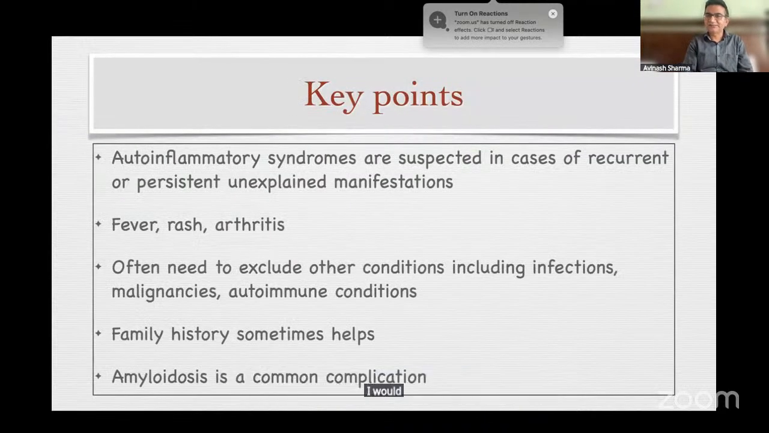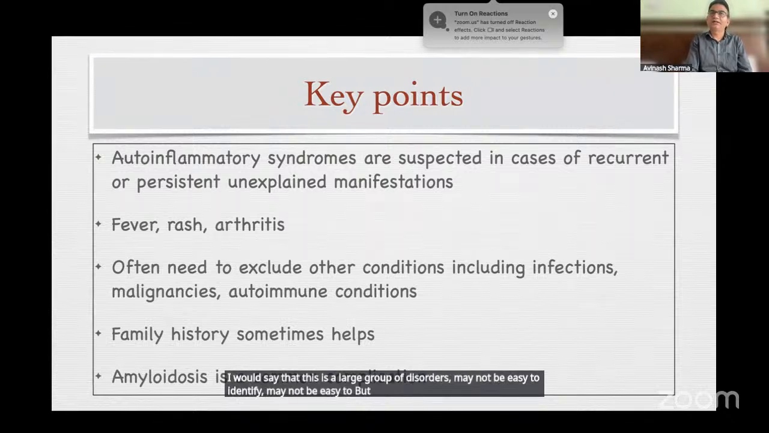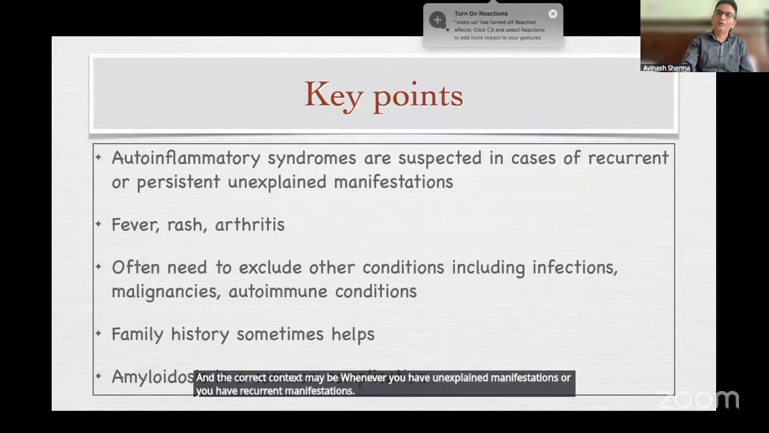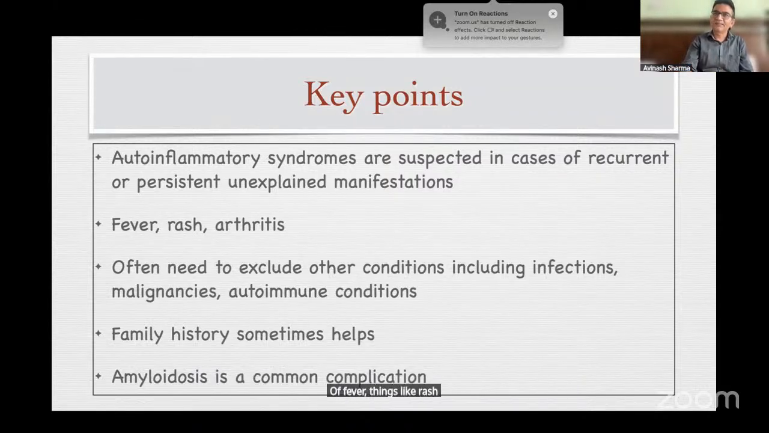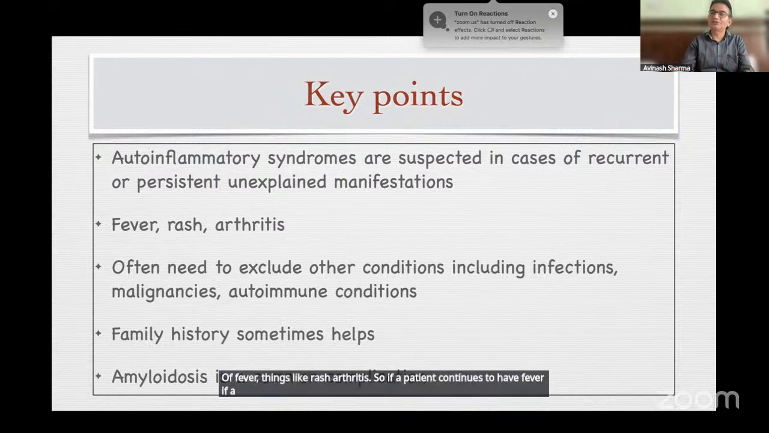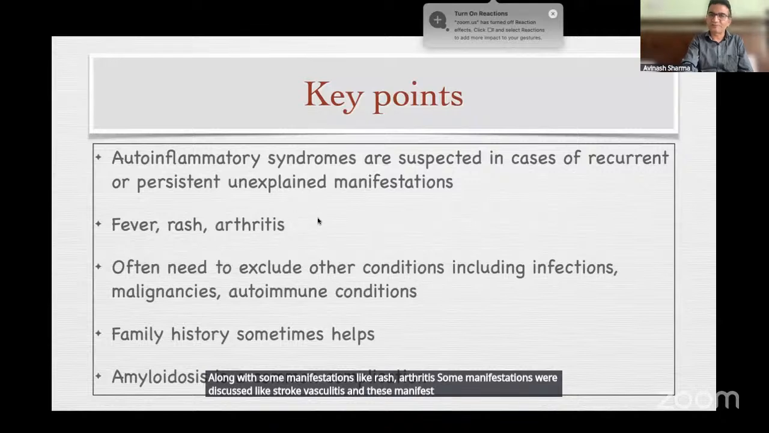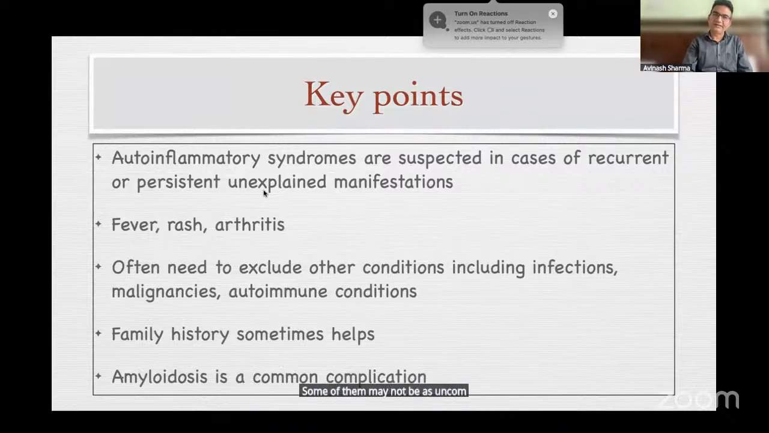I would say that this is a large group of disorders, may not be easy to identify, may not be easy to pick up, but they must be included in our list of differential diagnosis, must be suspected in the correct context. And the correct context may be whenever you have unexplained manifestations or you have recurrent manifestations of fever, things like rash, arthritis. So if a patient continues to have fever, if a patient has recurrent episodes of fever, along with some manifestations like rash, arthritis, some manifestations we discussed like stroke, vasculitis, and these manifestations remain unexplained, then autoinflammatory syndromes must be suspected. Some of them may not be as uncommon as we believe, like CRMO, PFAPA, but they must be looked for.